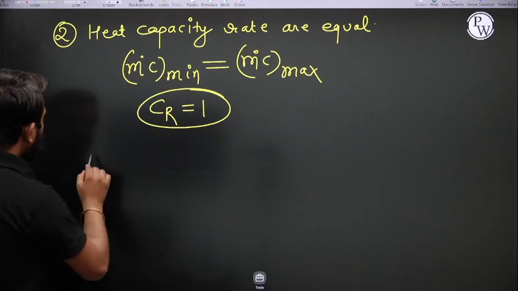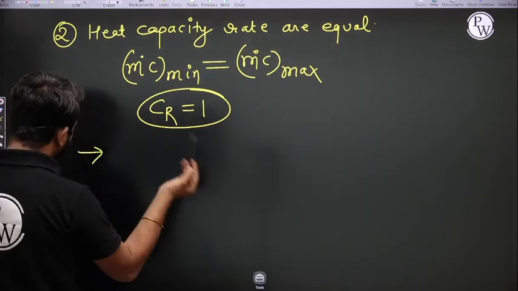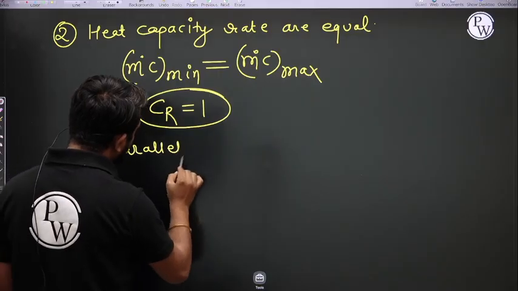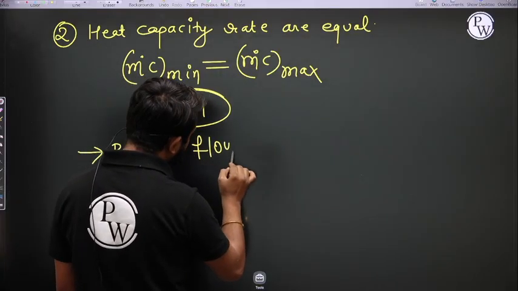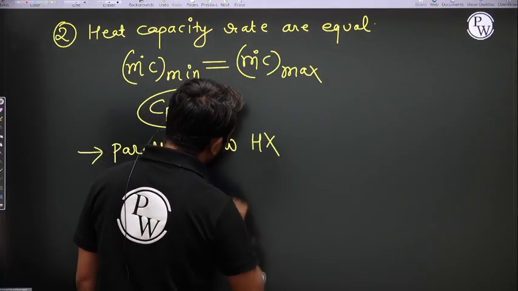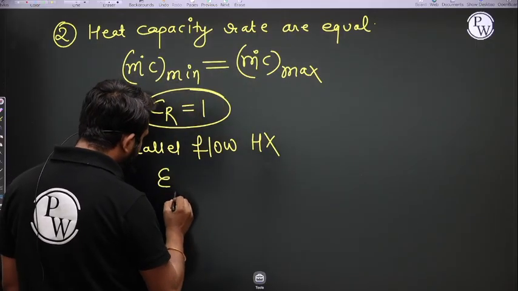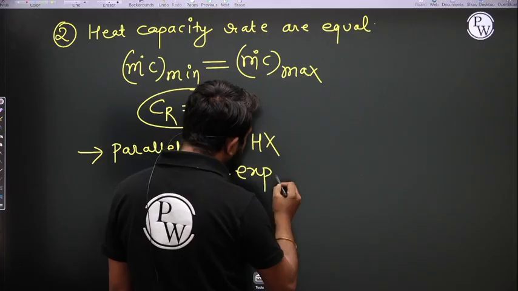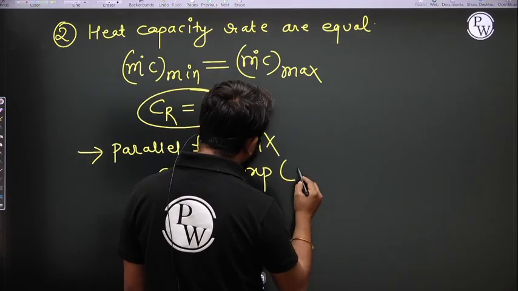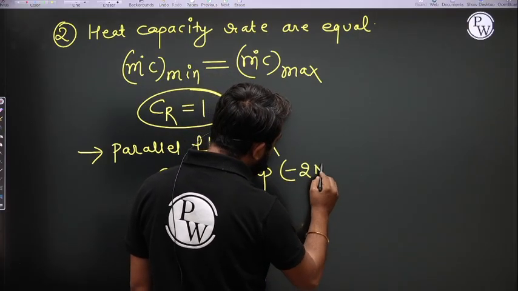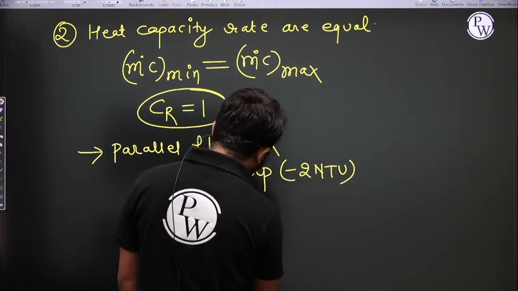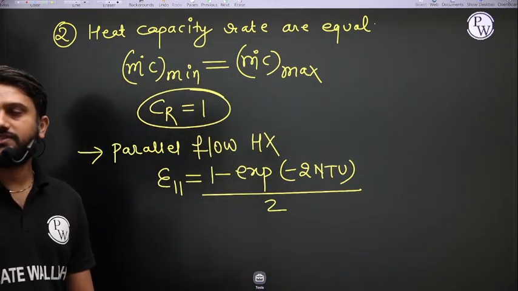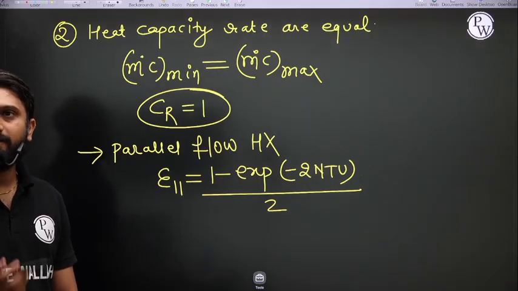Now, if the heat exchanger is a parallel flow heat exchanger, the effectiveness for parallel flow is 1 minus exponential minus NTU (1 plus CR). The CR value is 1, so this is minus NTU times 2. So this is the effectiveness formula for the parallel flow heat exchanger.